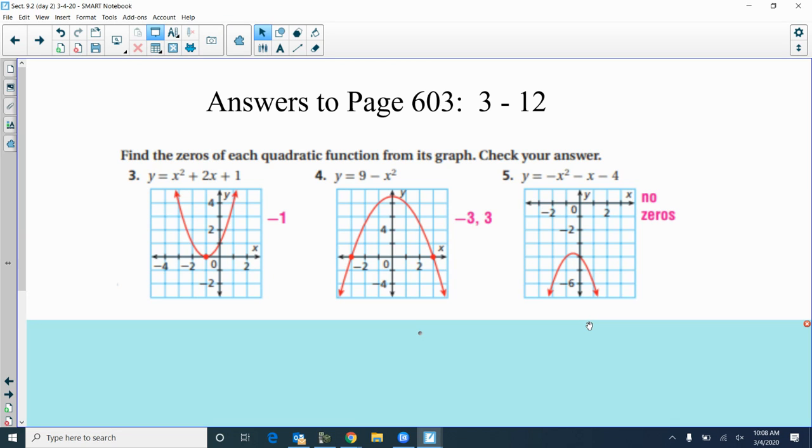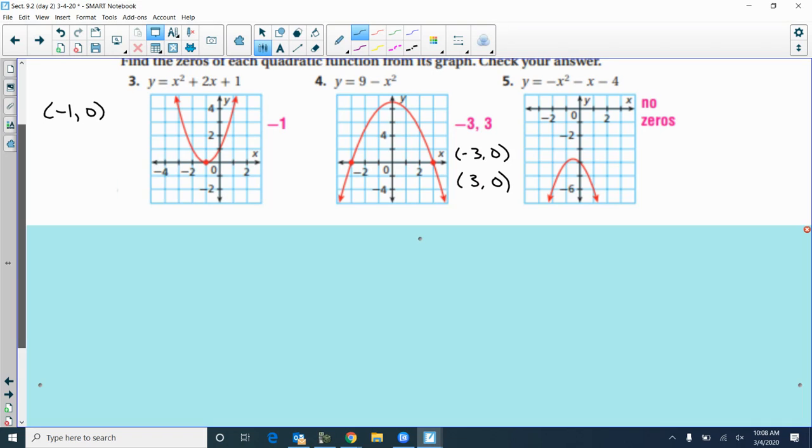Now, for number 3, and all of these, I want you to write them as ordered pairs. So not just -1, but -1, 0. And for number 4, not just -3 and 3, but (-3, 0) and (3, 0). So that is the zeros.